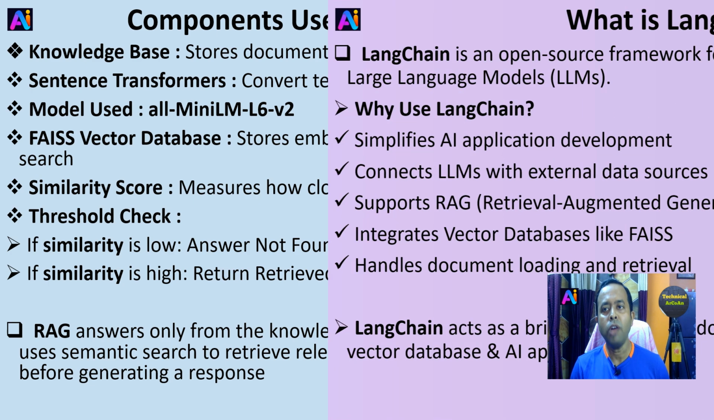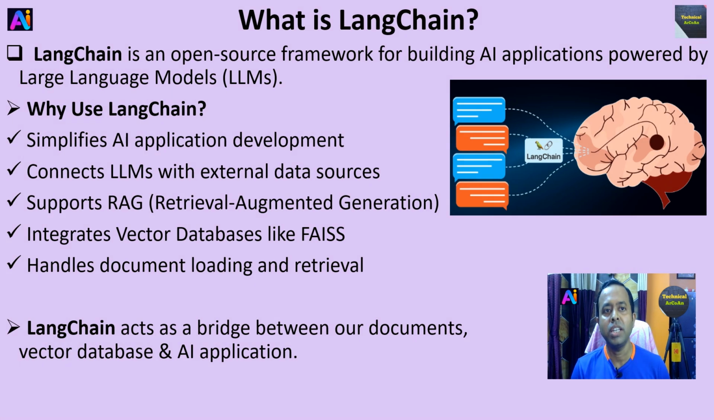Okay. And now let's talk about what is LangChain. LangChain is an open source framework for building AI applications powered by large language models or LLMs. Why use LangChain? It simplifies AI application development, connects LLMs with external data sources, supports RAG, Retrieval-Augmented Generation, and integrates vector databases like FAISS. FAISS full form is Facebook AI Similarity Search. It handles document loading and retrieval. LangChain acts as a bridge between our documents, vector databases, and AI applications.